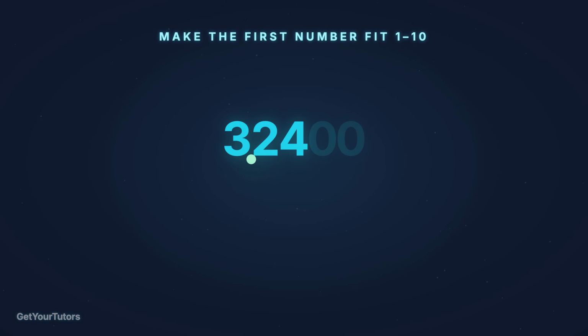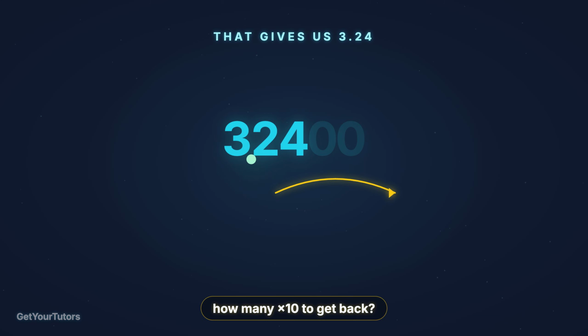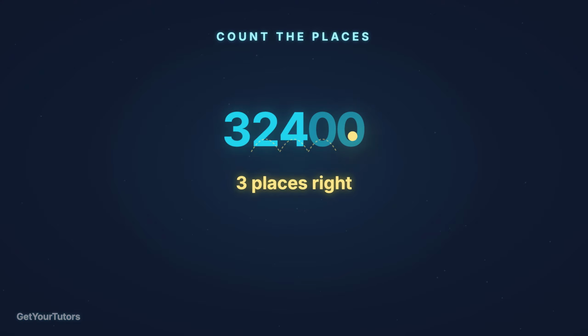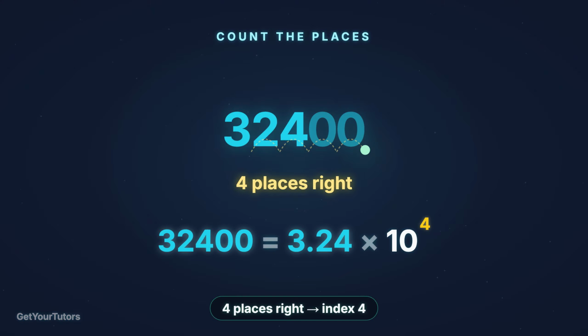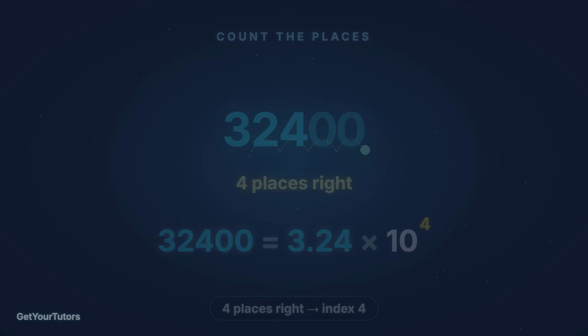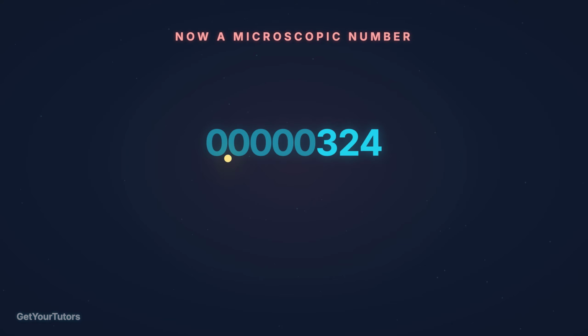We must make the first number fit between 1 and 10. We place a decimal point perfectly between the 3 and the 2. This gives us 3.24. Now count how many times we must multiply by 10 to get back to the original. The decimal jumps exactly 4 places to the right, so we write 3.24 multiplied by 10 to the power of 4.